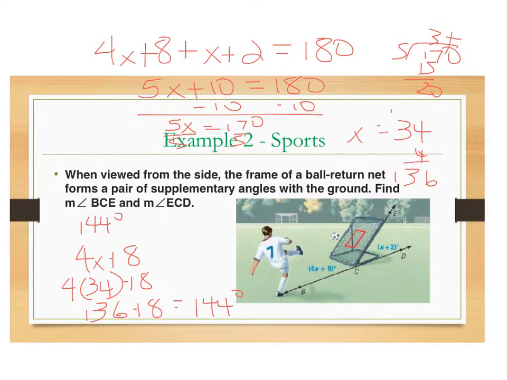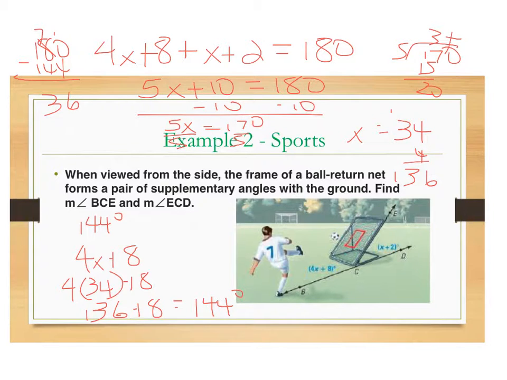Now, at this point, how can I find ECD? Isabel? By doing 180 minus 144. I can do that, absolutely. I don't have to plug it back in. So one way I can find it is if I know they're supplements, subtract it from 180. Do the subtraction here and I get 36.